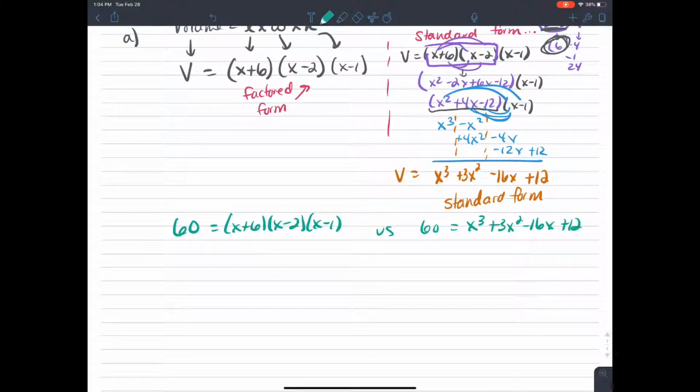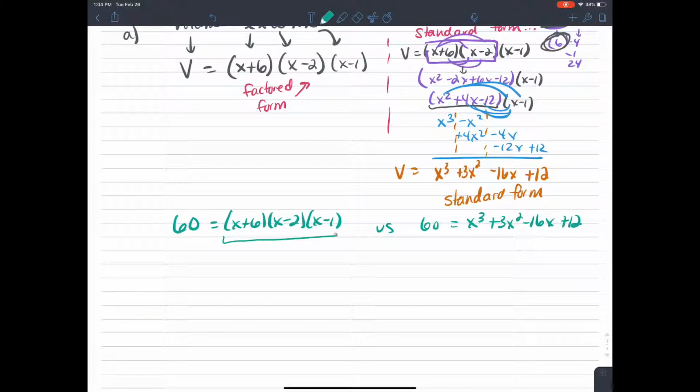Now, what I'm going to argue is if I want to solve a polynomial equation, both of these are polynomial equations, there's 2 things that need to be true. It needs to be equal to 0, and it needs to be in factored form.